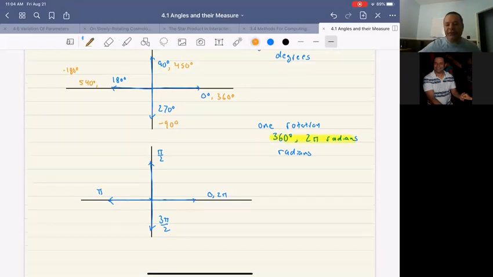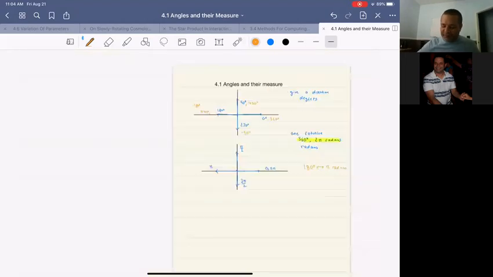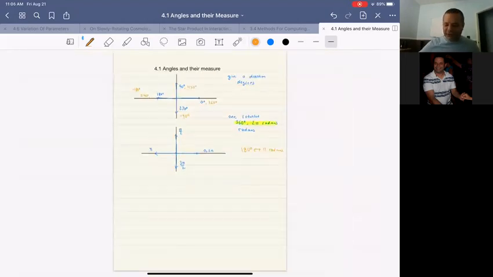So one thing that we can use to remember to convert is 180 degrees converts to pi radians. That's just saying that 360 degrees converts to 2 pi radians, dividing that by 2, right? Okay, let's start doing some problems.